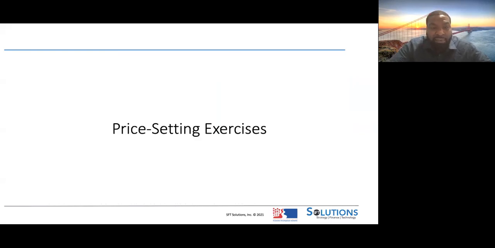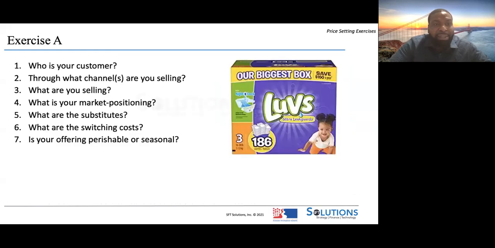So to get you guys involved a little bit, I have a few price setting exercises. Same thing we talked about: who's your customer, through what channel are you selling, market positioning. Does someone want to take this example and kind of run through how they would think about it?